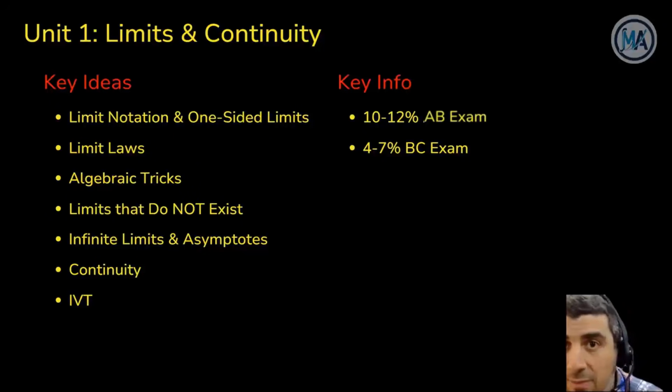On the actual AP exam, for the AB exam, it's going to take up 10 to 12% of the exam. And for the BC exam, it's going to take up 4 to 7%. Remember, the BC exam includes more units, so that's why this unit takes up a smaller percentage.